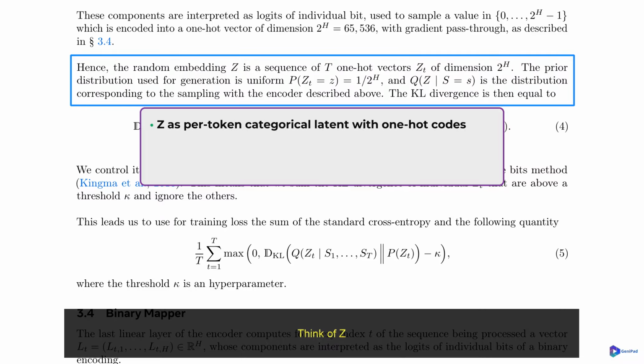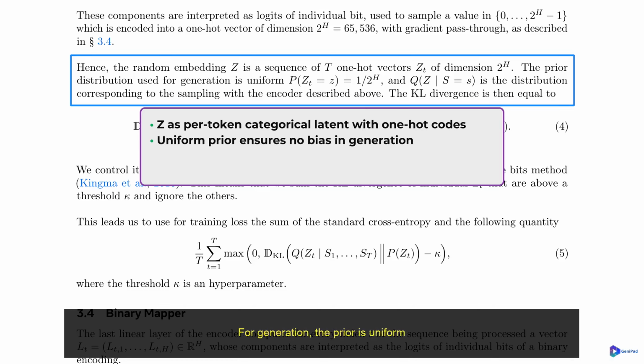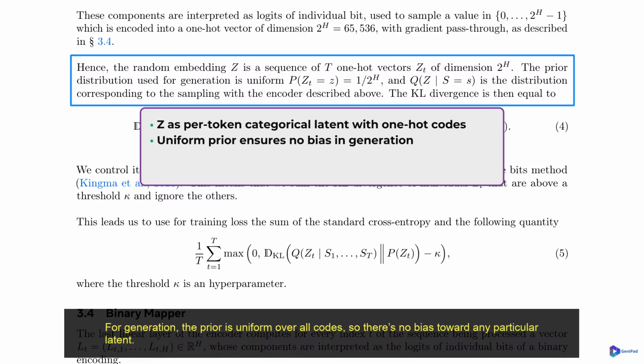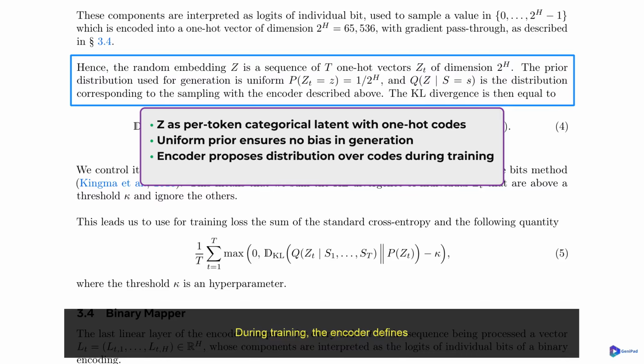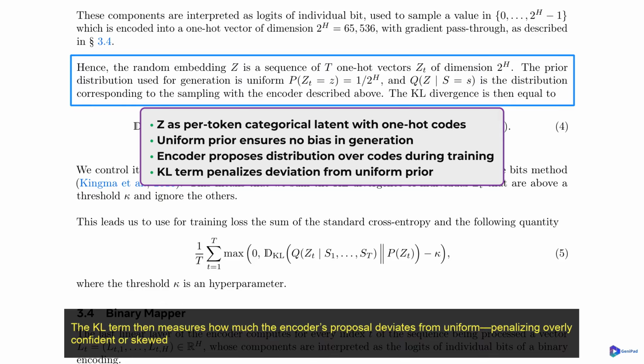Think of Z as a per-token categorical latent. Each token picks one of 2^H codes, represented by a one-hot vector. For generation, the prior is uniform over all codes, so there's no bias toward any particular latent. During training, the encoder defines a proposal distribution over those codes based on the entire sequence. The KL term then measures how much the encoder's proposal deviates from uniform, penalizing overly confident or skewed proposals unless the data truly needs them.